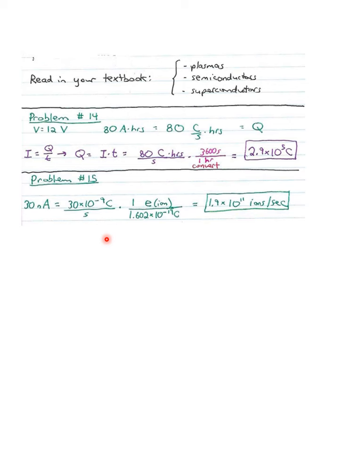And then we're actually going to do the conversion. An ion is one elementary charge, so think of it as the charge of a proton. One of those is 1.602 times 10 to the negative 19 coulombs. So the coulombs divide out, and we're left with how many of these ions pass per second. And we get 1.9 times 10 to the 11th ions per second.